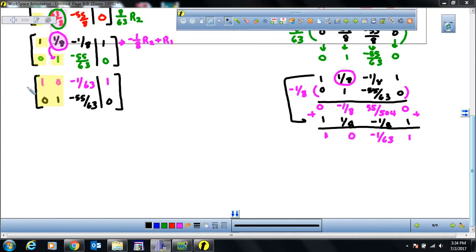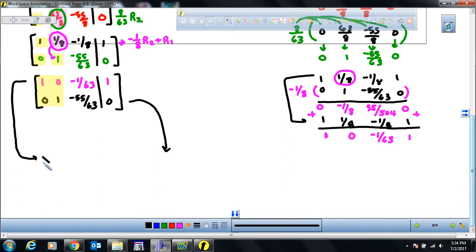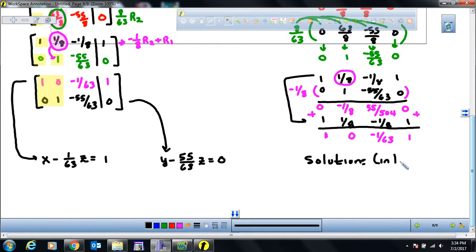Now, what we have to do to complete the solution is we need to write the system of the solution in terms of z, meaning that first we need the two equations right here. The first equation is 1x plus no y minus 1/63z, and that is equal to 1. Second equation says no x plus 1y minus 55/63z, and that is equal to 0. So we need to write the solution in terms of z. Remember, it has to be in terms of z.